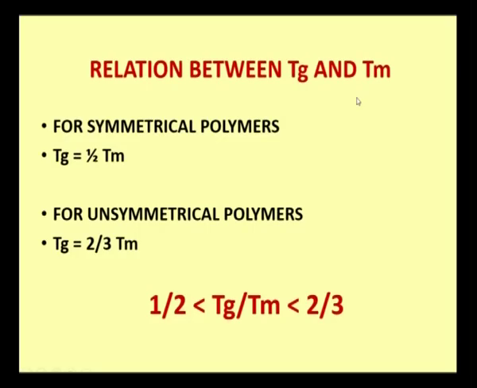The relation between Tg and Tm can be generalized by this particular slide. For symmetrical polymers, generally the Tg value is almost half of the melting temperature. Suppose the melting temperature is 200, the Tg value is almost 100. Whereas in the case of unsymmetrical polymers, it is about 2/3 of the melting point. The Tg value is 2/3 of the melting point. So in general, we can normalize the equation like this: the Tg by Tm ratio varies between the values of half and 2/3.